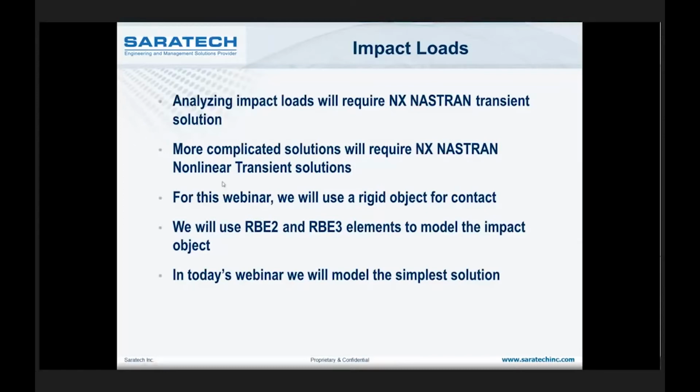with NX NASTRAN. Today, the object I'm going to use for contact will be modeled with rigid elements. I'll show you the difference between RBE2 and RBE3 elements to model the impact object. This can apply to anything. I mean, using rigid elements to show you how they work and how you can use them to model masses. Today, this will be the simplest solution that you can use, and it actually will give you good results in the simplest solution and the transient solution.